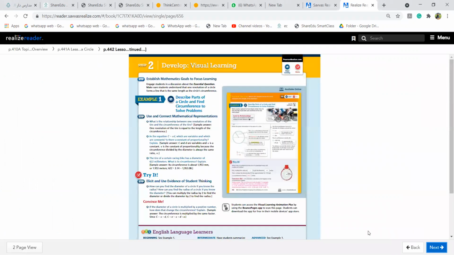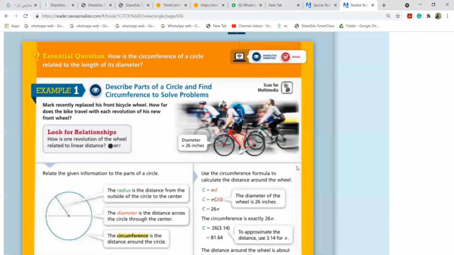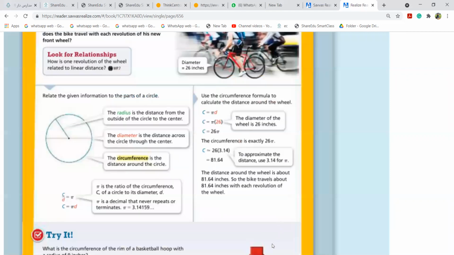Now coming to the examples. Describe parts of a circle and find circumference to solve. Now again, I'll just draw a big circle and show you here. If this is a circle and you have a point in the middle, this is the middle point. What is the radius, girls? From here to here, this is called the radius. These all are called a radius.